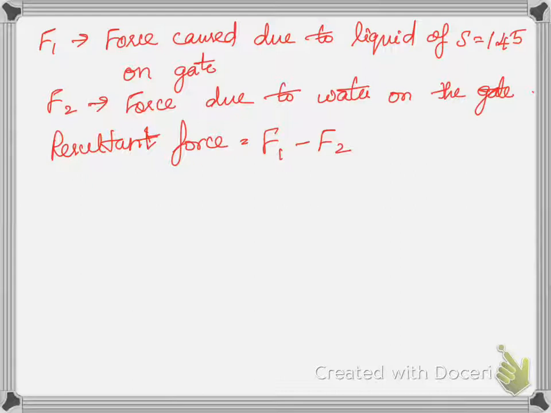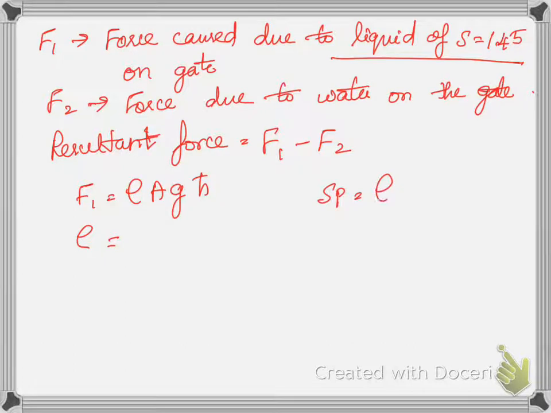So I will be taking the first case, which is the force caused due to liquid of specific gravity 1.45 on the gate. So you know the formula, F1 is equal to rho A g h bar. This is going to be the formula. Now rho, as usual, is due to the liquid of specific gravity. So specific gravity is given to us, which means we have to determine rho as rho liquid by rho water.